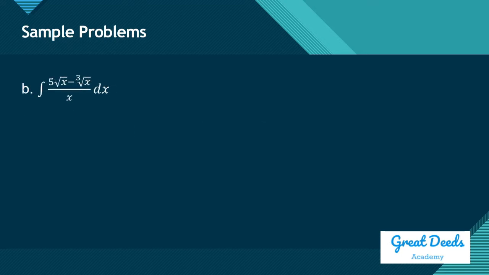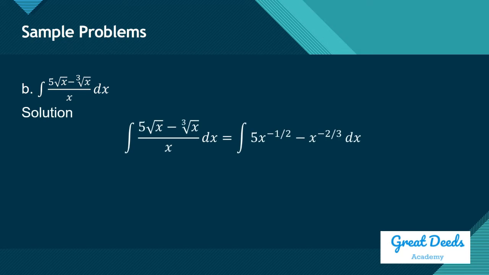Letter B. Let us obtain the integral of (5 times the square root of x minus cube root of x) all over x dx. So we will apply here what we did to the first problem. We will separate this into two terms. Now, why did this become x to the negative 1/2?